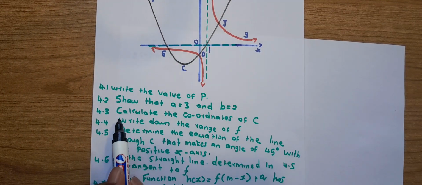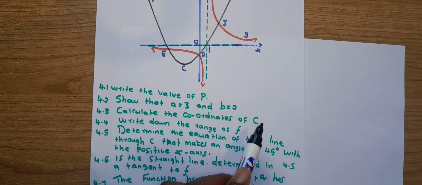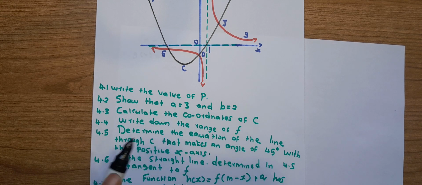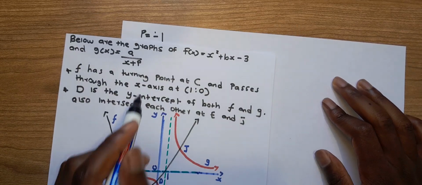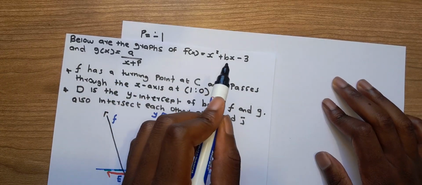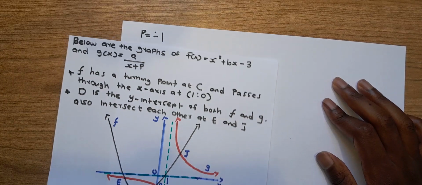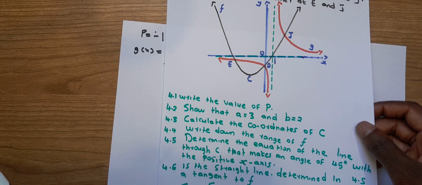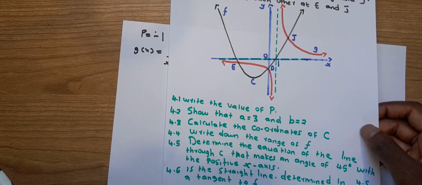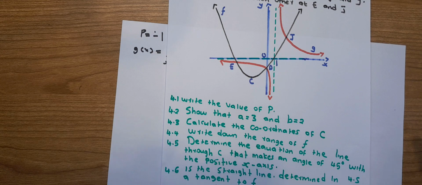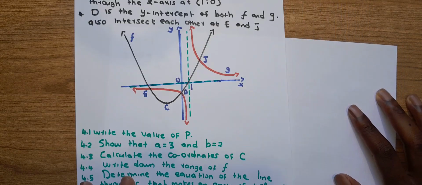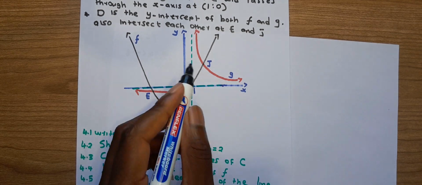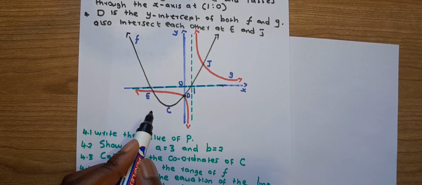Number 2, calculate the coordinates of C. Okay, no. Show that a is 3 and b is 2, right? So we need to show that this value of a is 3 and b is actually 2. How do we actually do that? Which one is extremely easy to find first? Okay, there's something interesting here that I actually want us to know. You can see that this point D is common on both functions, the black function.